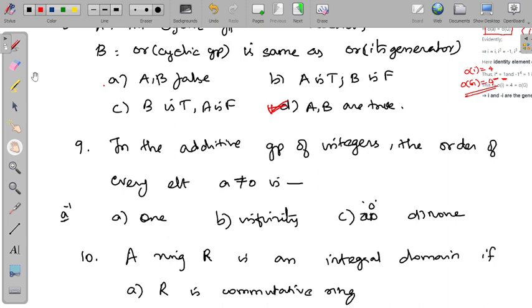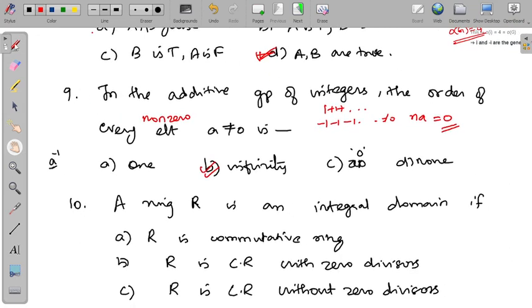Now we can move to the 9th question. In the additive group of integers, what is the order of every non-zero element? We have the additive group of integers. If we add the element repeatedly, it should give the additive identity element, that is, Na equals 0, A plus A plus A and so on, which gives the identity element. But here you can't see any non-zero element which gives the identity element. 1 plus 1 plus 1 shouldn't give 0, or minus 1 minus 1 minus 1 won't give 0. So it is impossible, and we can write that it is infinity. Similarly, in the additive group of integers, the order of the inverse is also infinity.